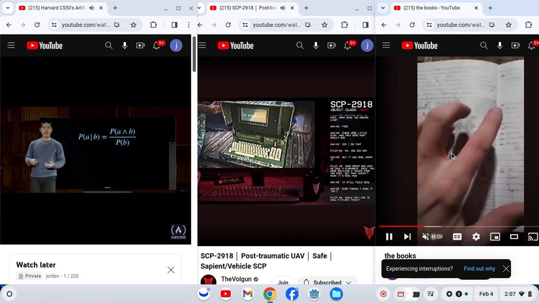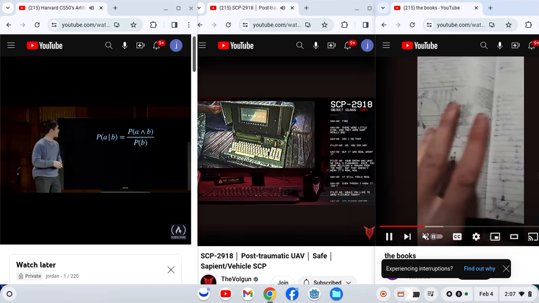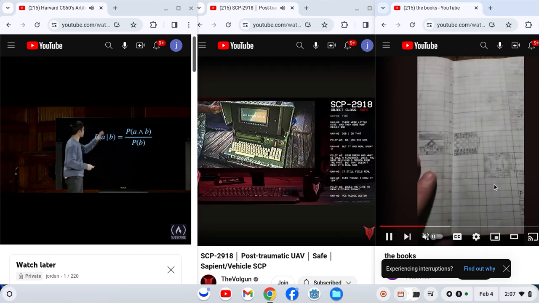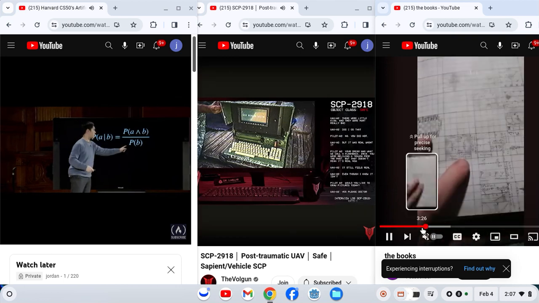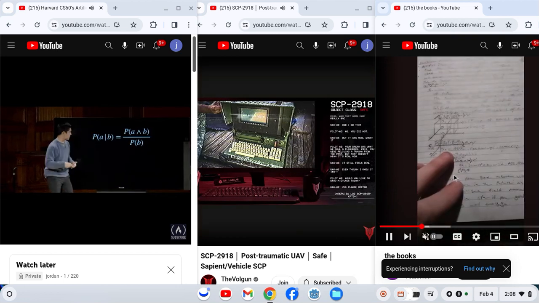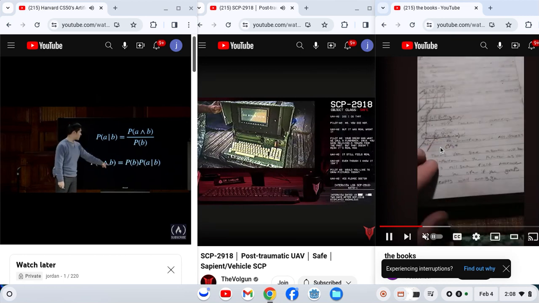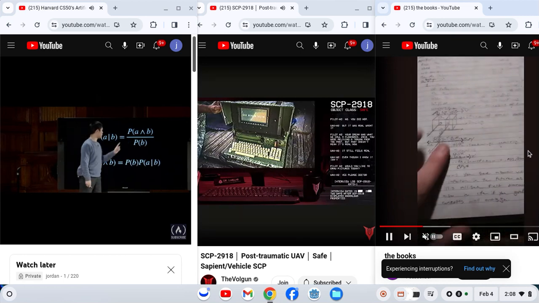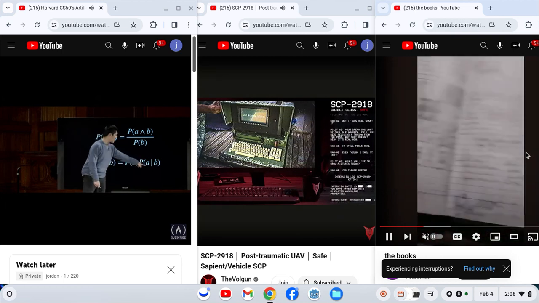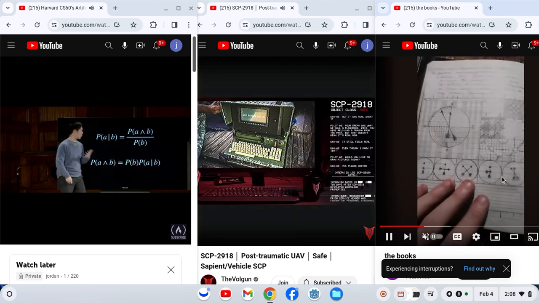And you'll see this formula sometimes written in a couple of different ways. You could imagine algebraically multiplying both sides of this equation by the probability of B to get rid of the fraction, and you'll get an expression like this. The probability of A and B, which is this expression over here, is just the probability of B times the probability of A given B.